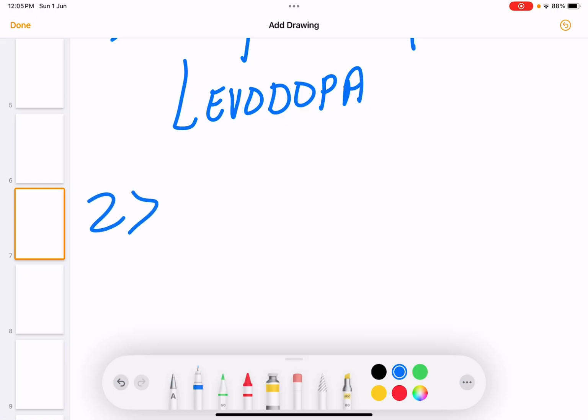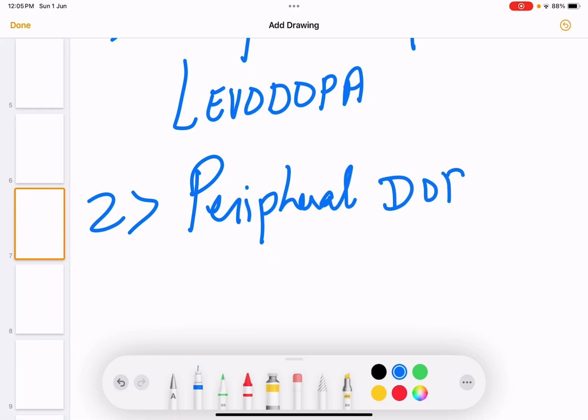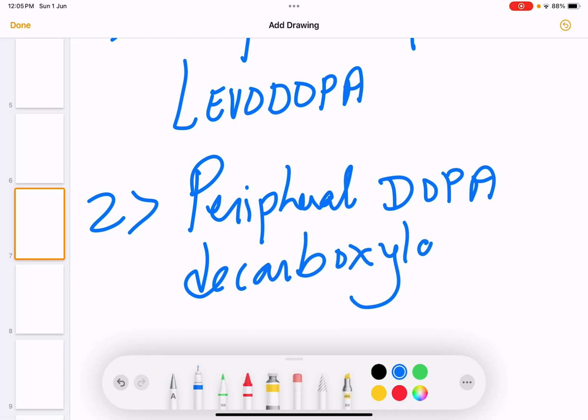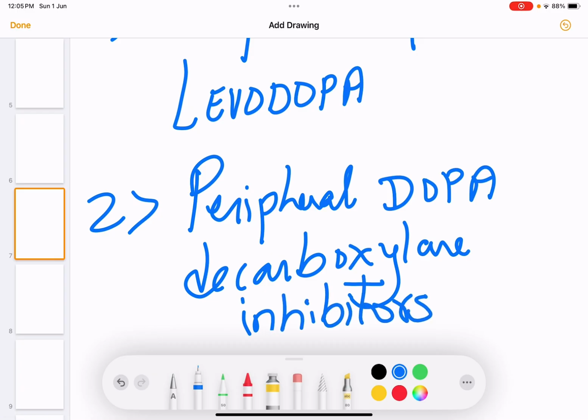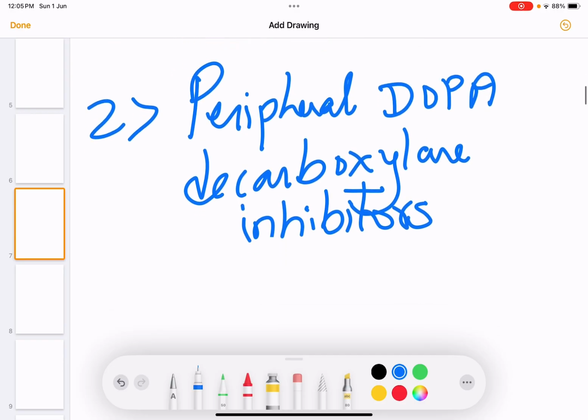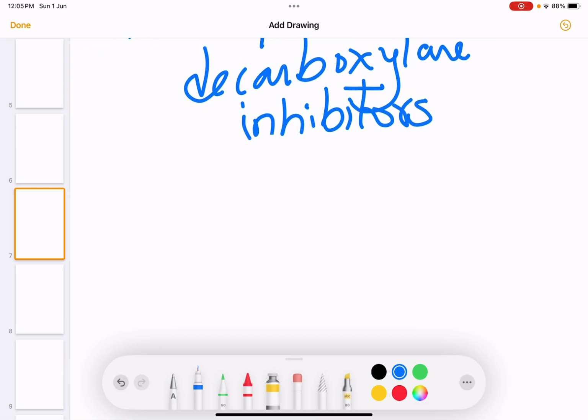Then the second category of drug is peripheral dopa decarboxylase inhibitors. When levodopa is given orally, about 95% of it is decarboxylated peripherally in GIT and liver. So it does not reach the brain to that much extent. Only 1 to 2% reaches the brain. So levodopa is combined with this category of drug, peripheral dopa decarboxylase inhibitors, which are carbidopa and benserazide, so that more of it reaches the brain.